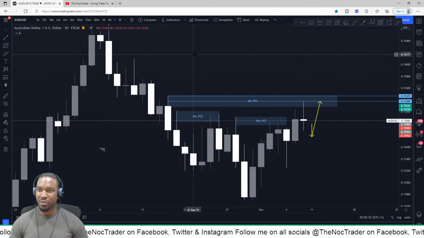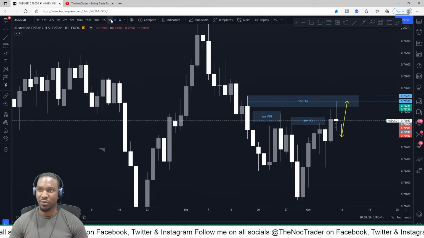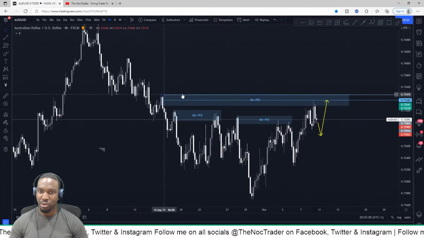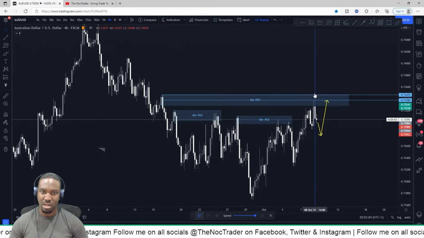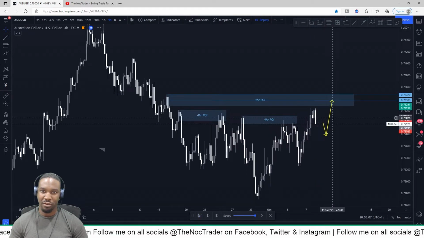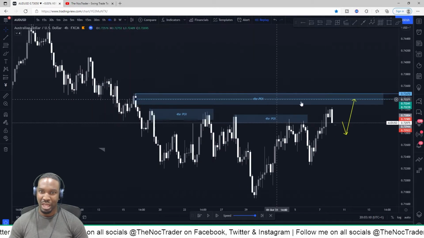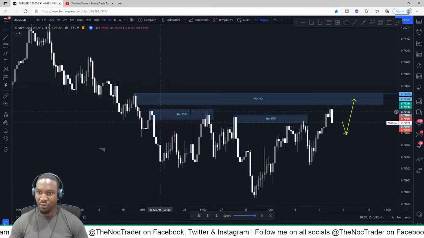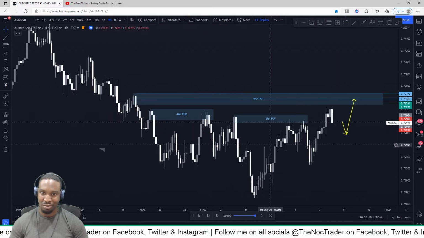So on the daily time frame, I didn't really check much on the daily time frame, if I'm honest. I started on the 4-hour time frame. On the 4-hour time frame, as you can see here, there was a big 4-hour order block that had been unmitigated. Below it, there was another 4-hour OB that had been mitigated, followed by another 4-hour order block that had been mitigated.